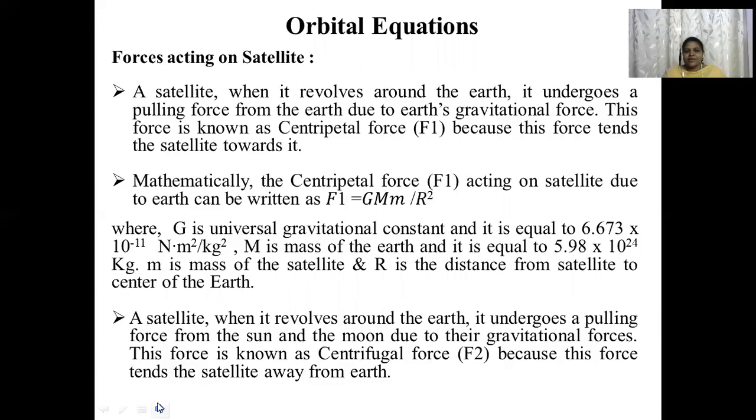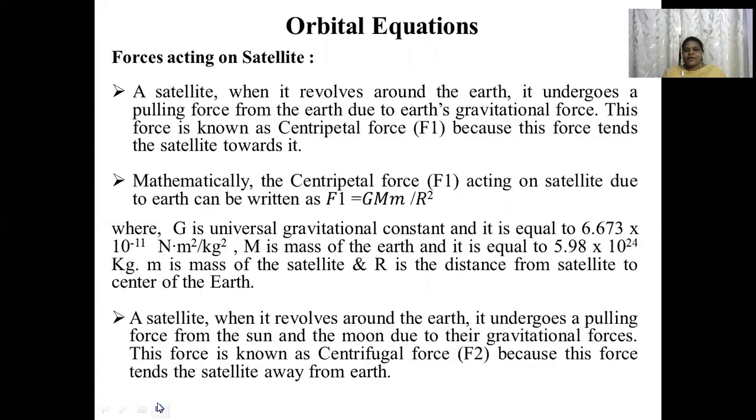F1 equals capital G M into small m divided by R squared. Now what is this capital G? Capital G is the universal gravitational constant. Capital M represents the mass of the Earth. Small m represents the mass of the satellite. And capital R represents the distance from the satellite to the center of the Earth. So the centripetal force is mathematically represented with F1, and it is given by G M m by R squared.